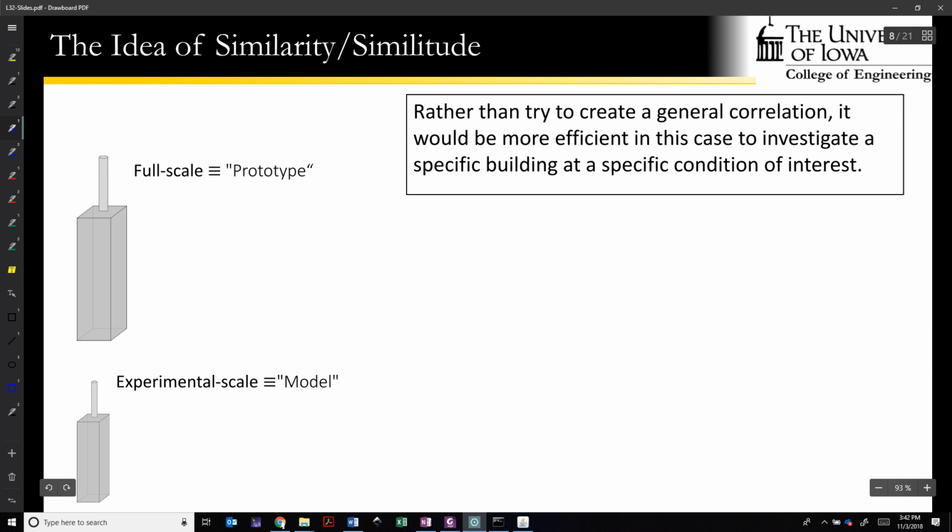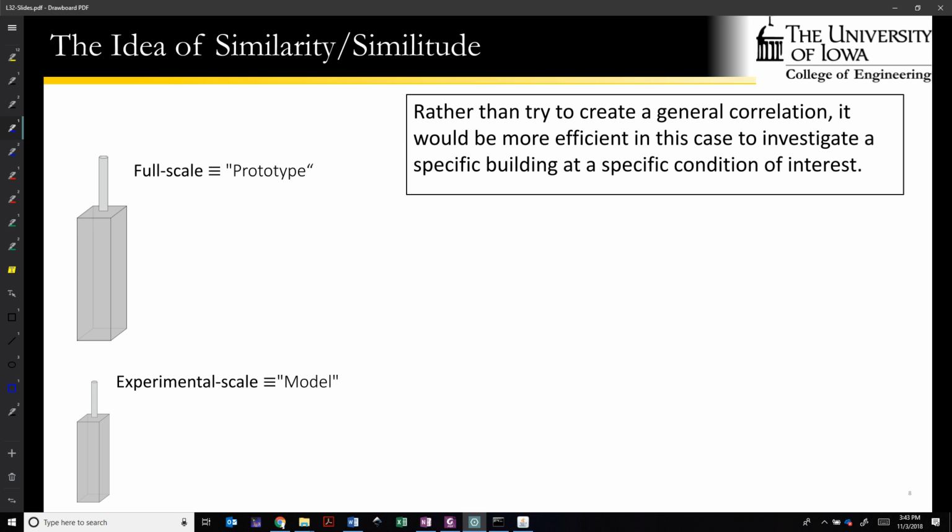A more efficient approach here would be to ask the architects or the designers, which wind condition are you interested in right now? What's your design point? What's the worst case condition you expect to encounter? And what is the design of the building that you want to assess? So that rather than trying to create a general correlation, we are simply trying to perform a single experiment that will correctly reproduce a specific condition on the specific building. We do this through the concept of what we call prototypes and models.